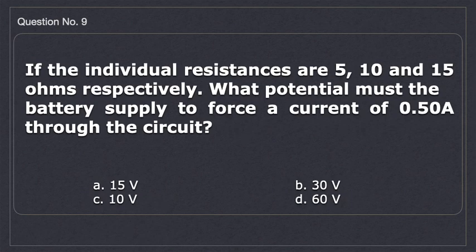Question number 9. If the individual resistances are 5, 10 and 15 ohms respectively, what potential must the battery supply to force a current of 0.5 ampere through the circuit? A. 15 volts, B. 30 volts, C. 10 volts, D. 60 volts. Answer: A. 15 volts.